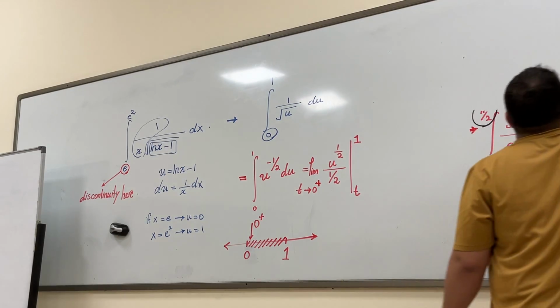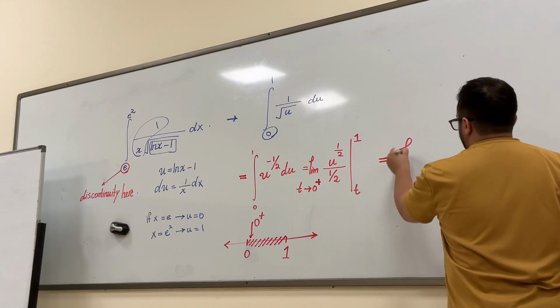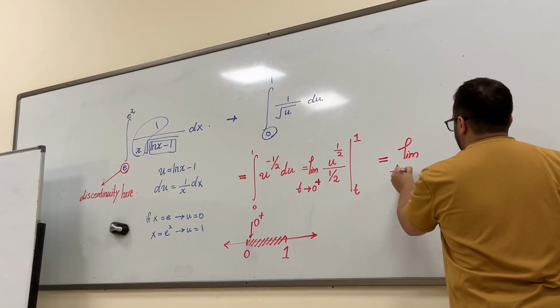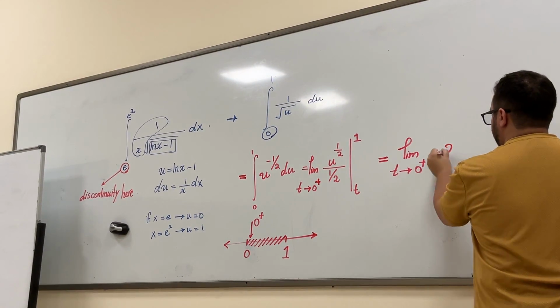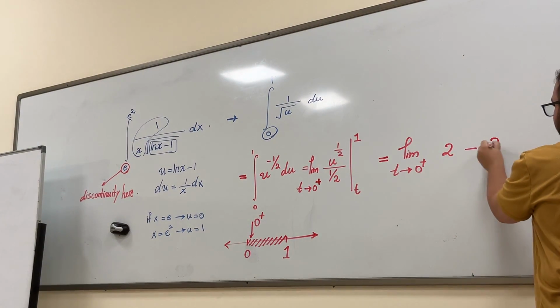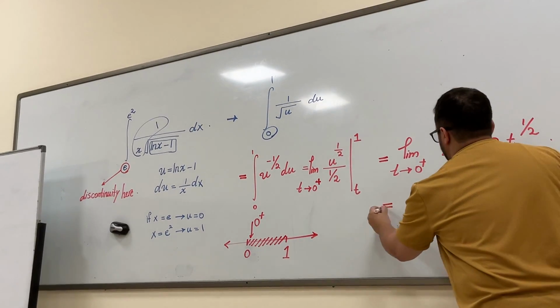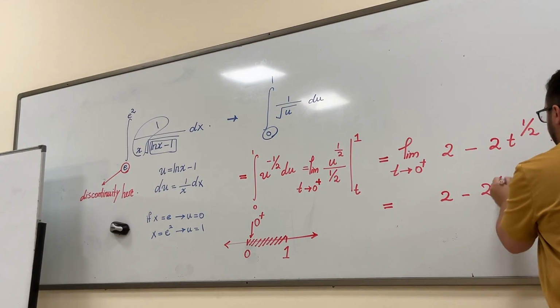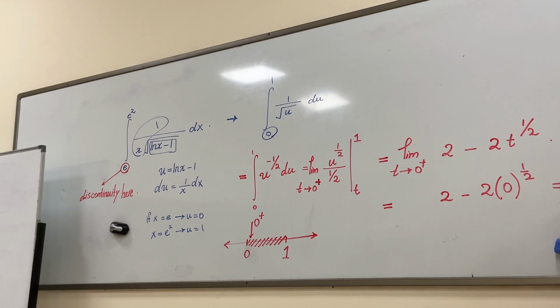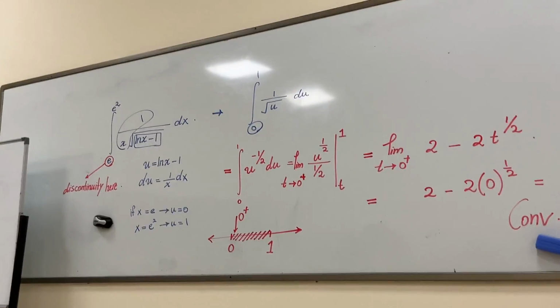Okay, now what? Let's plug in the bounds. As t goes to 0 plus, we get 2 minus 2t to the power half. Then plug in 0, what do you get? 2 minus 2 times 0 to the power half, just 2. So this integral is convergent. Any questions?